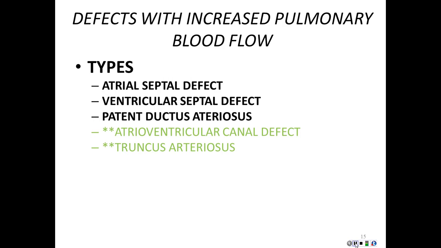Typical types of these left to right shunts that we're going to see, the defects with increased pulmonary blood flow, are your atrial septal defects, or ASDs, your ventricular septal defects, or VSDs, the patent ductus arteriosus, the atrioventricular canal defects. Now, I won't be covering that in lecture. Go back and read about that in your book. It's less prominent, but I do want you to read about it. And then the truncus arteriosus. Again, I will not be covering that as part of lecture, but you are expected to go back and read that material in your textbook.